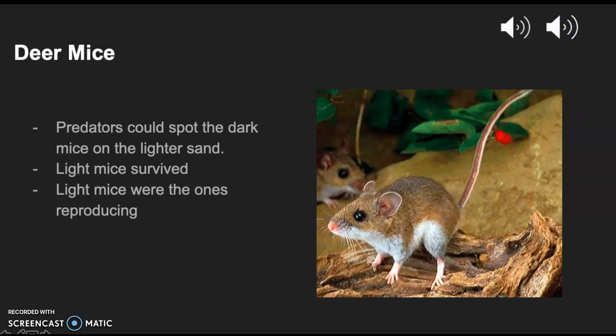Also, being able to reproduce allows for a larger population of this mouse, meaning that with the light terrain comes more light-colored mice.